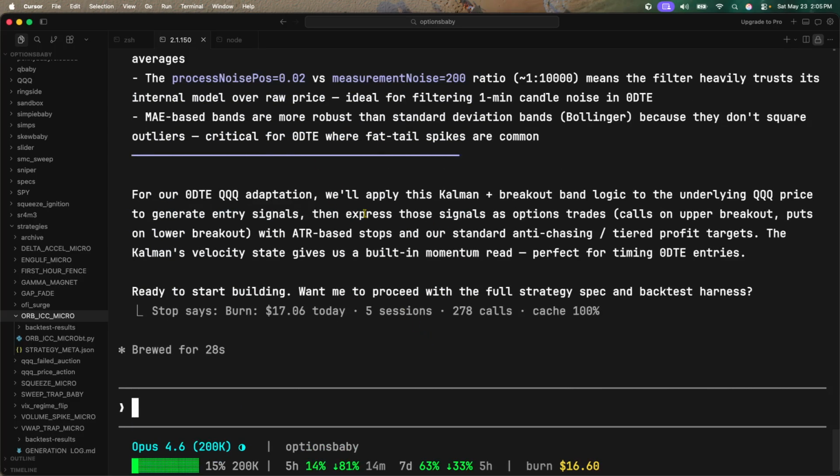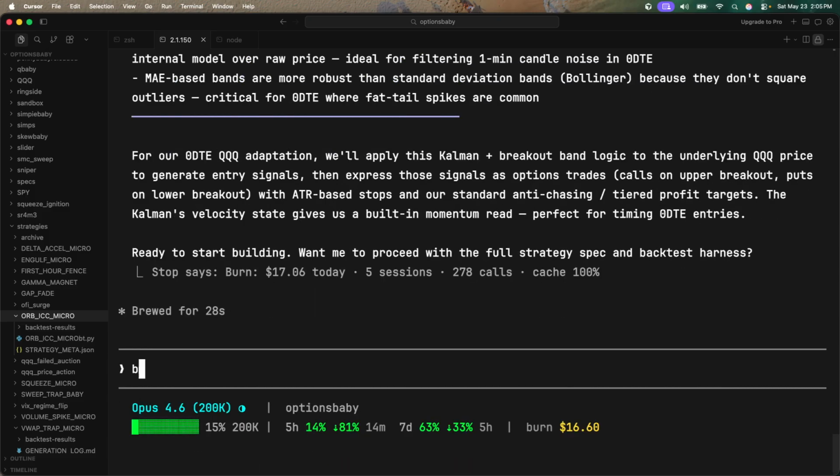For 0 DTE adaptation, we'll apply the Kalman/breakout logic to the underlying QQQ price to generate the entry signal, then express those signals as option trades, either calls for the upper and puts for the lower breakout, with ATR-based stops, anti-chasing tiered profit levels, and the Kalman velocity.